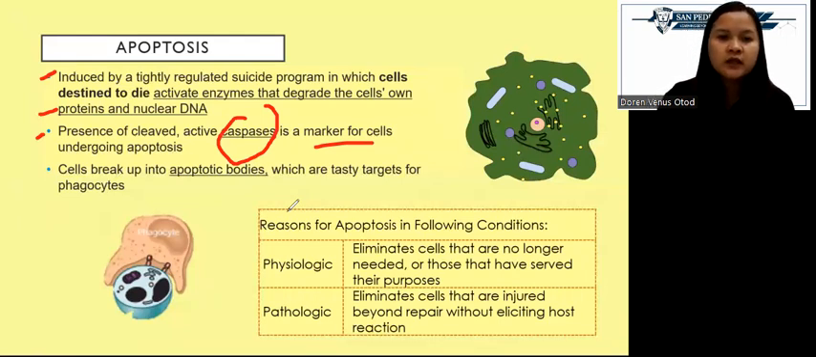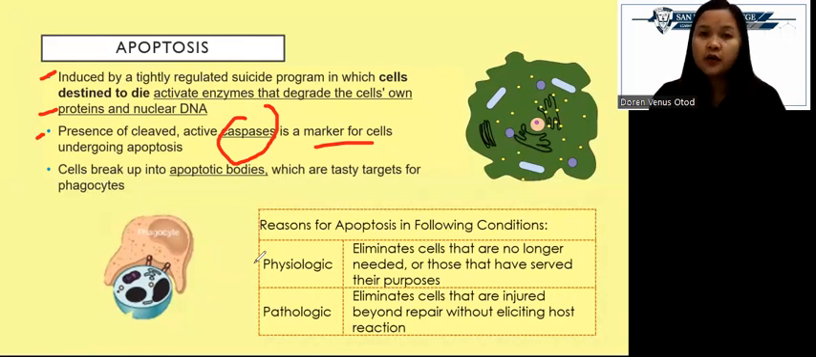The cause for this one, the reason for this one, it can be hypoxia, it can be due to physical agents, it can be chemical agents, or it can be biological products. So if it's physiologic, this one eliminates cells that are no longer needed or those that have served their purposes. So its time span is already finished. And a pathologic one eliminates cells that are injured beyond repair without eliciting host reaction.